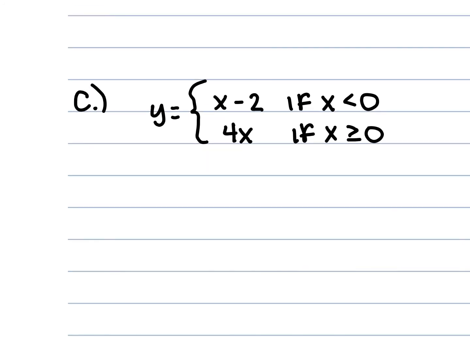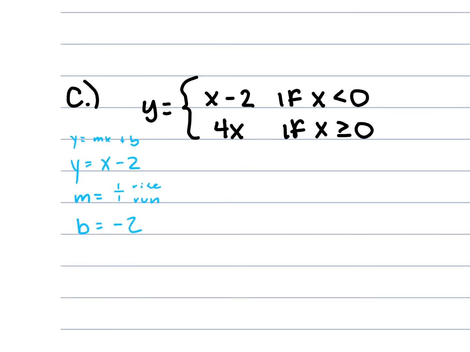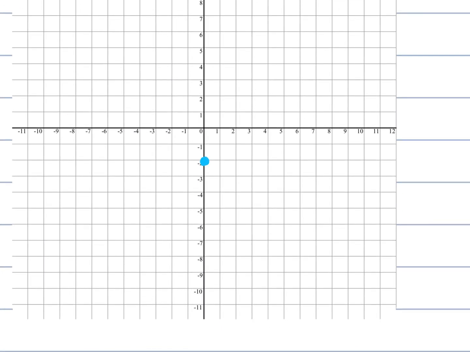So we treat each piece separate. So I have y is equal to x minus 2. So this is y equals mx plus b. What is my m? What's my slope? 1. So it'd be like 1 over 1. So this is my rise and my run. What's my y-intercept, my b? Negative 2. So where would I put my first point on the graph? At negative 2. And my slope was 1.